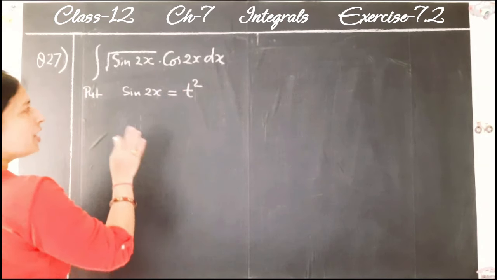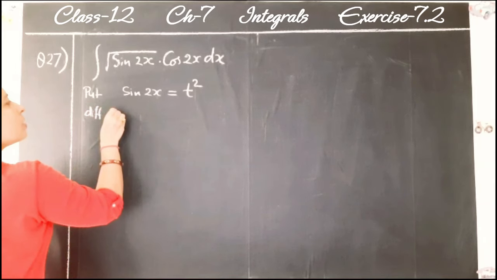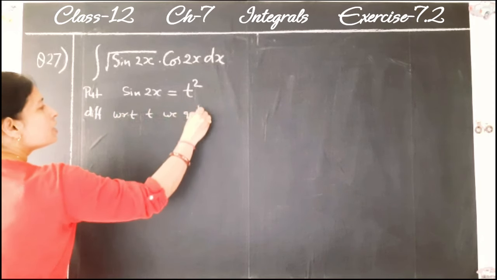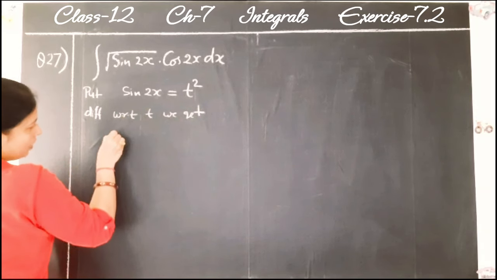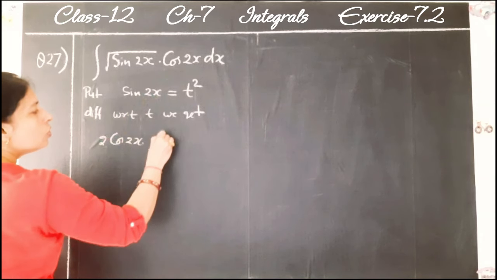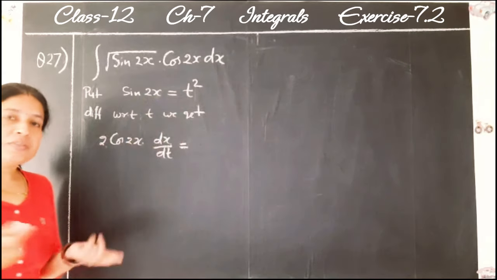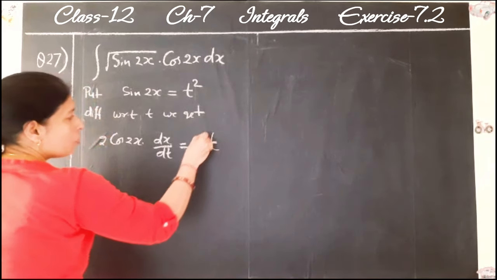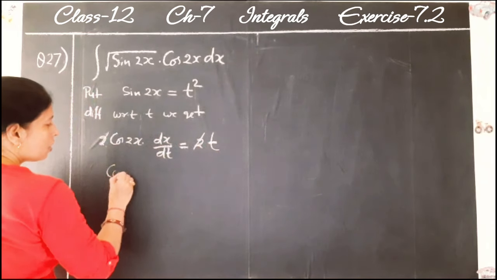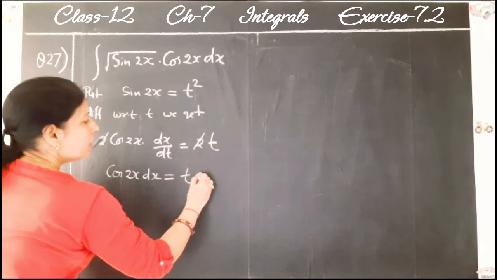Now differentiate both sides with respect to t. We get derivative of sin 2x will be cos 2x and derivative of 2x will be 2 dx by dt. And when we differentiate t square we get 2t. Now cut this 2 from both sides. So what will be cos 2x dx? Cos 2x dx will be t dt.